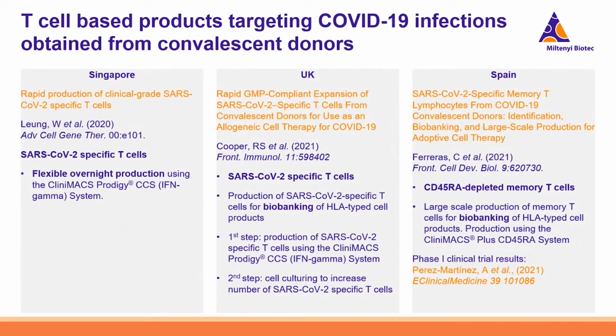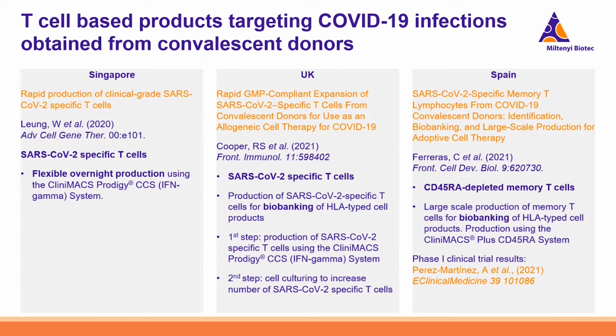Several groups have developed manufacturing processes for cell products from convalescent donors targeting SARS-CoV-2 infections. We present here 3 publications in which these new developments are described. They are all open access papers. Leung and his co-workers describe a process for flexible and rapid manufacturing of virus-specific T cells once a donor is available. This option uses the CliniMACS Cytokine Capture System, interferon-gamma.